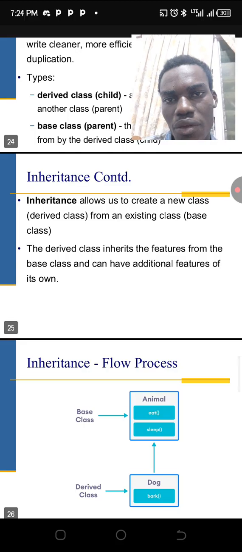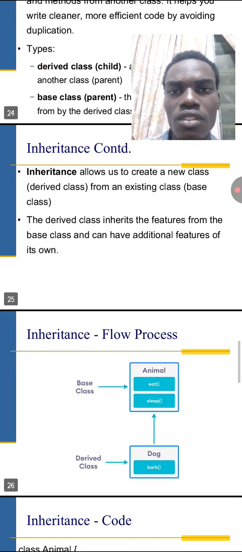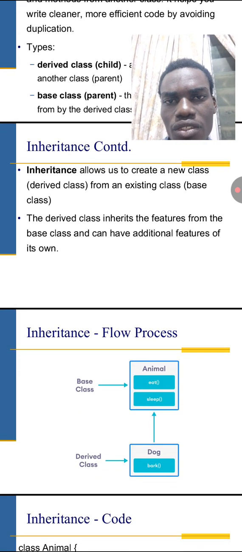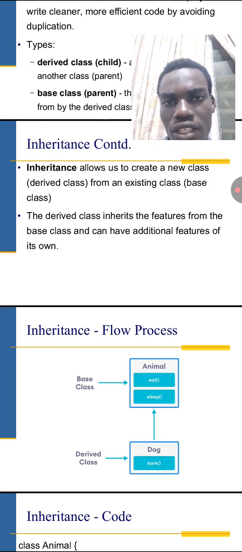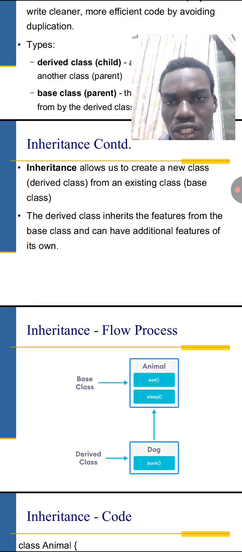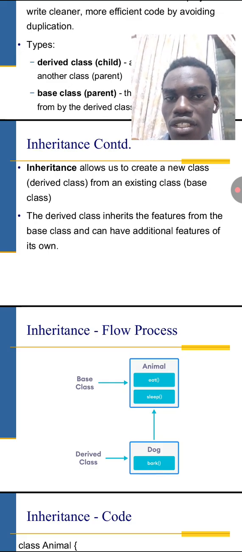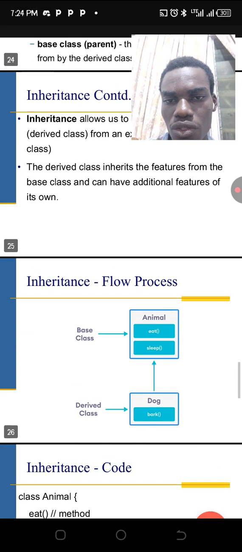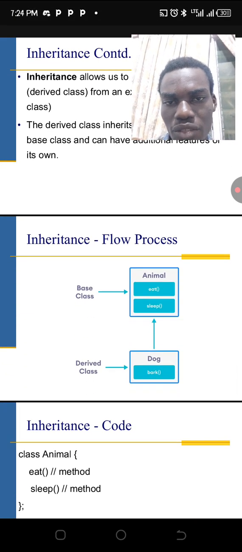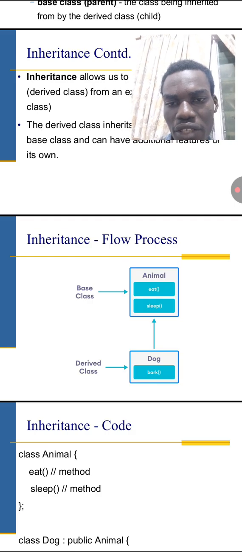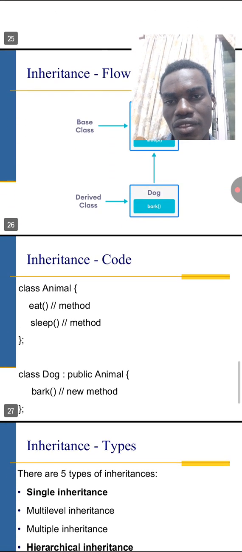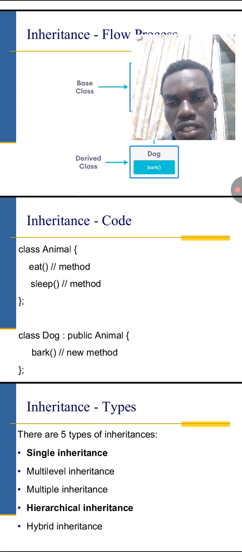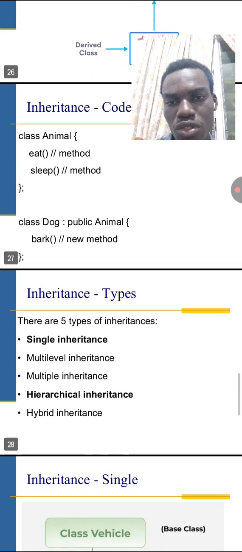Now let's look at inheritance. Inheritance allows us to create a new class from an existing class. The derived class inherits the features from the base class and can have additional features of its own. So from the base class, or parent class, we can derive the inheritance. The derived class inherits from the base class. So here's a code to demonstrate it.